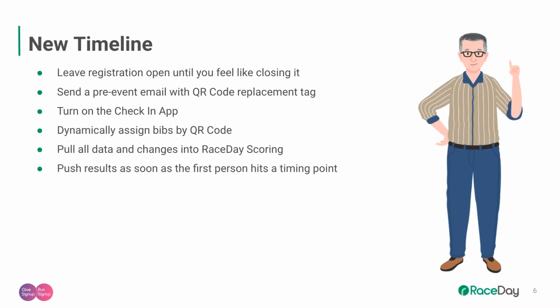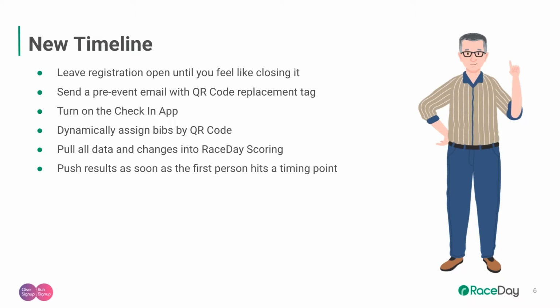If you're not familiar with that, again, there's plenty of information on RunSignup's learning platform to teach you how to put replacement tags into your email. If you didn't know that RunSignup has an email platform, again, there's a lot of information on how to shoot emails out of RunSignup. It is free. And so after you've done that QR code replacement tag, you'll turn on the CheckIn app, and then you'll be able to dynamically assign bibs by QR code.